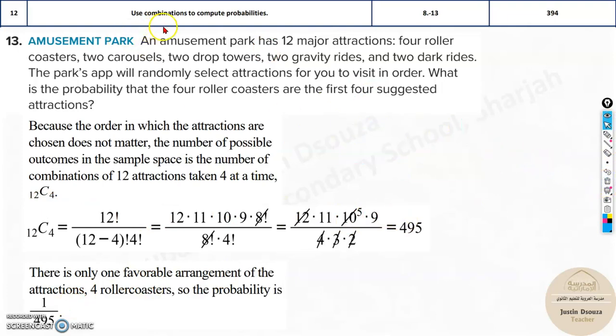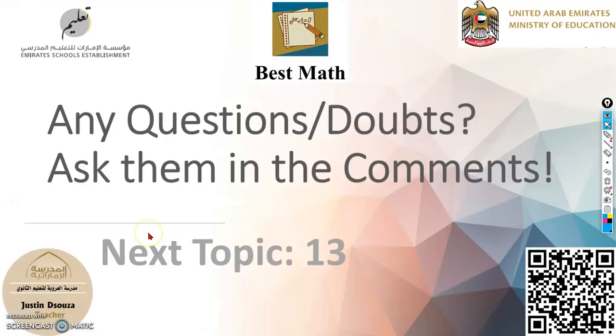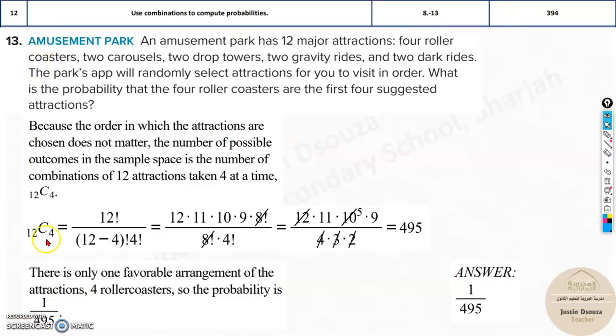I hope this is clear. Only combinations are asked, so directly you can use the combination and solve these problems. 1 by 495 is the answer. That's the end of topic number 12.